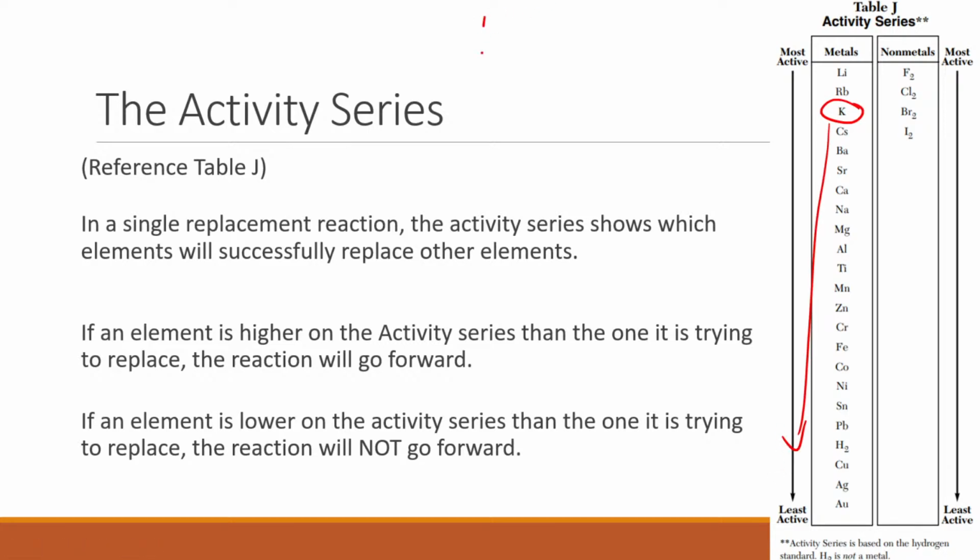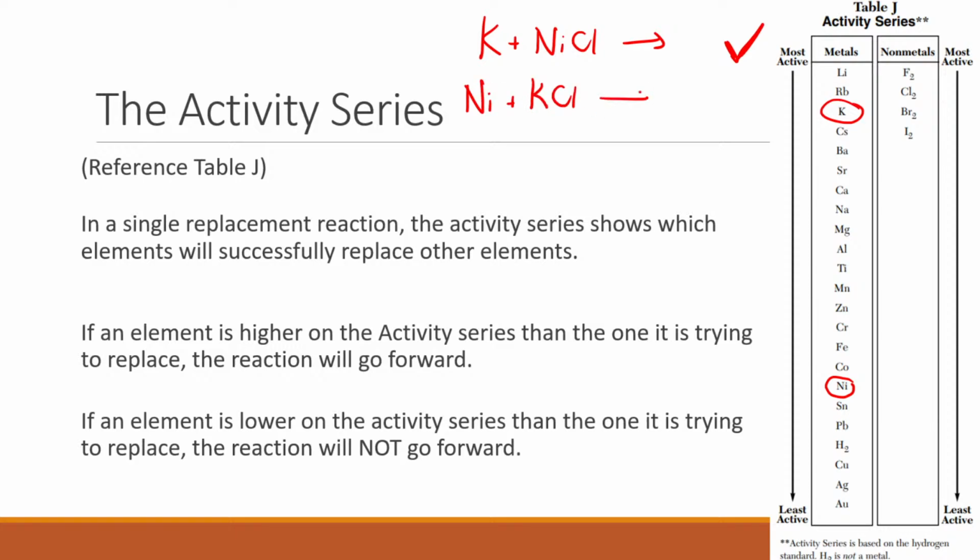So when I look at an example, this reaction will happen. Potassium is higher on the table than nickel is. So this reaction happens. But if I try to reverse it, this reaction does not happen. Nickel can only replace things that are lower than it, and potassium is much higher.